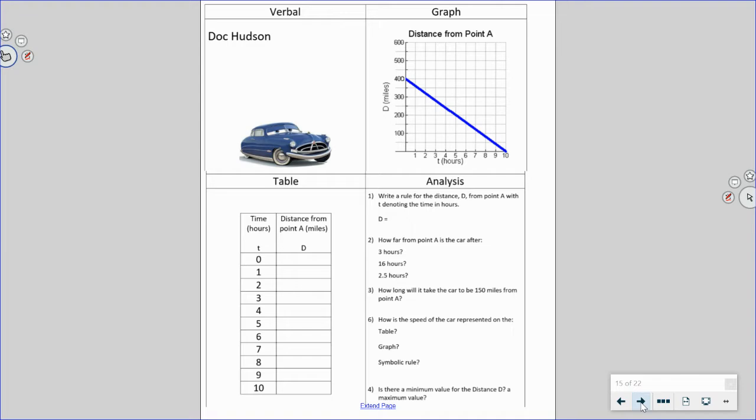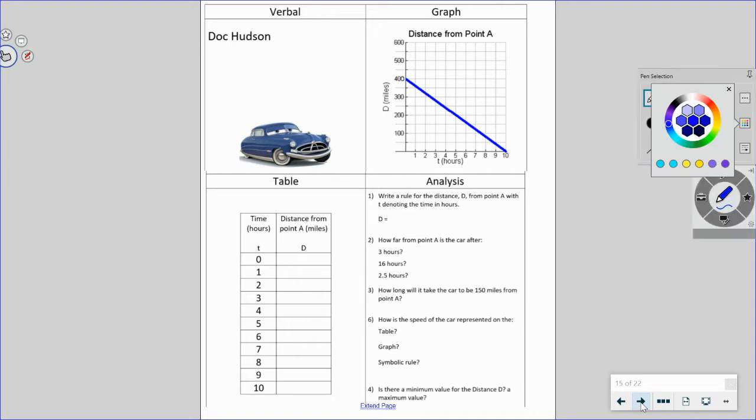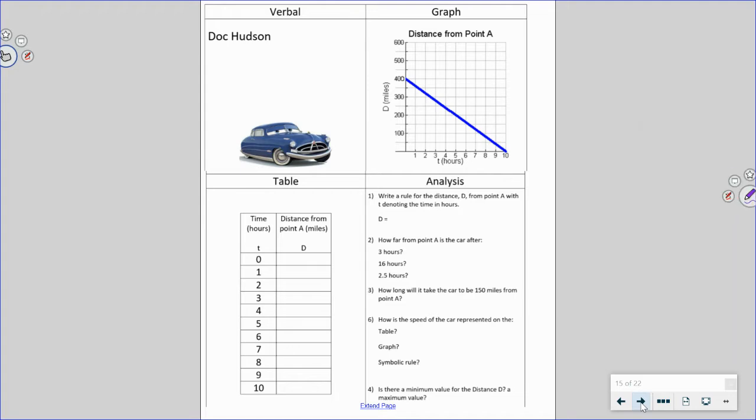Onward we go to Doc. We're going to finish up Doc and get into some guided practice from our textbook, ladies and gents. Doc Hudson is the man. It appears that they gave us a graph of his relationship, d miles away from point A after t hours. So we need to come up with the words, the table, and the graph.